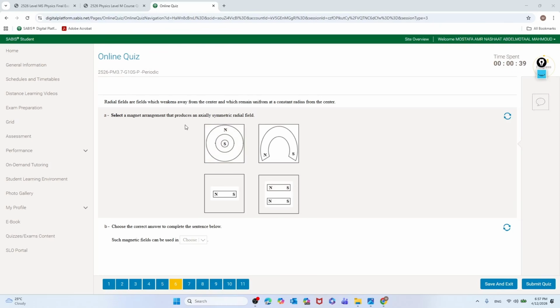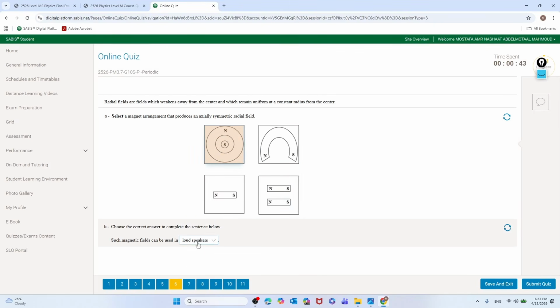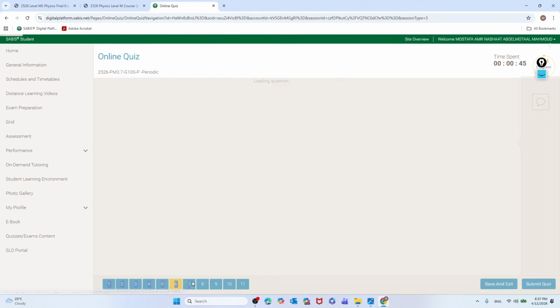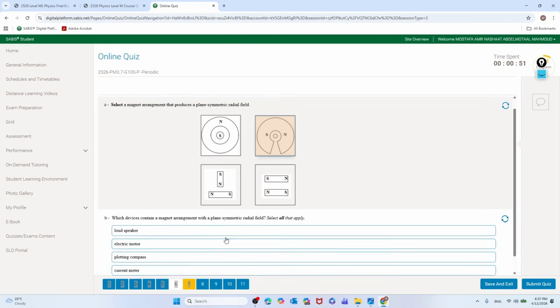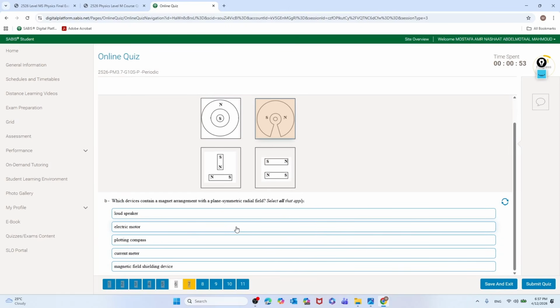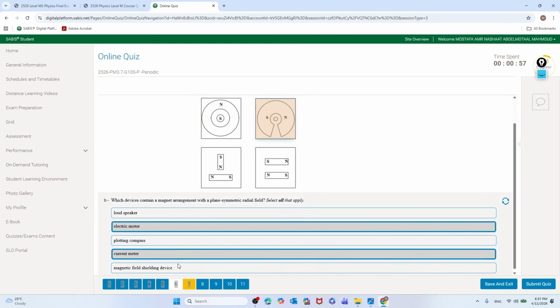Select the magnet which produces an axially symmetric radial field. It's this, and it is the loudspeaker. And question 7, it's this, which is the current meter. And plane symmetric radial fields are used in electric motors also and the current meters.